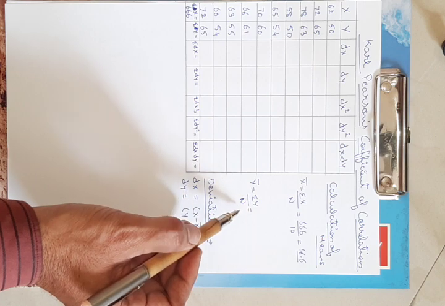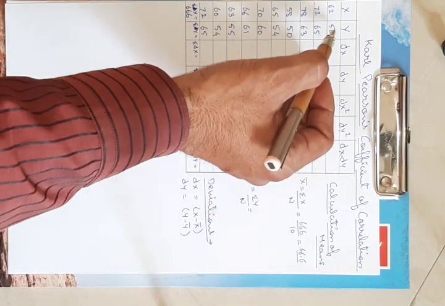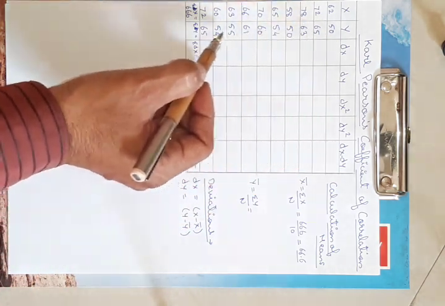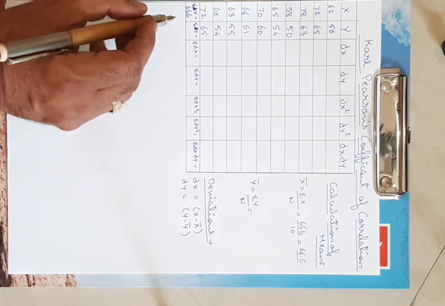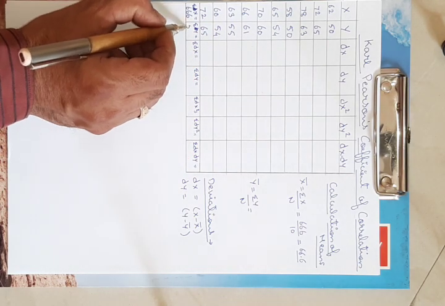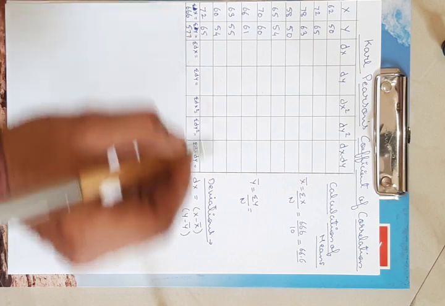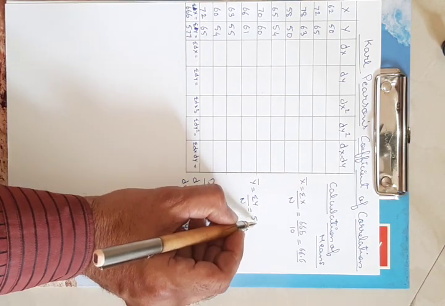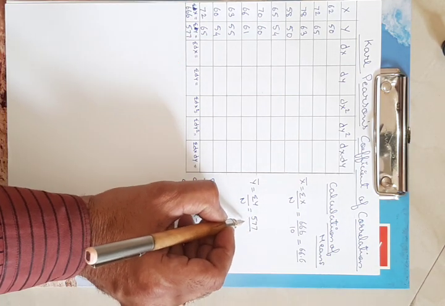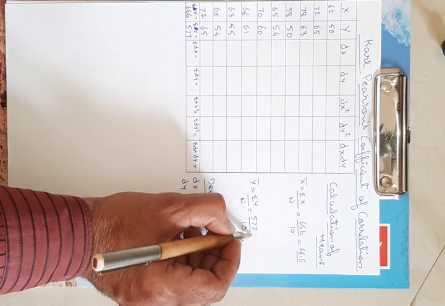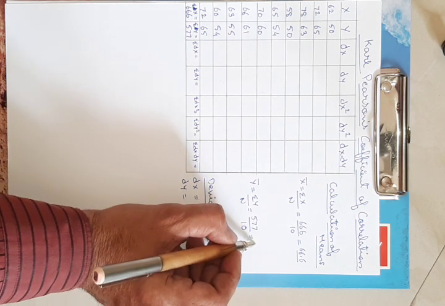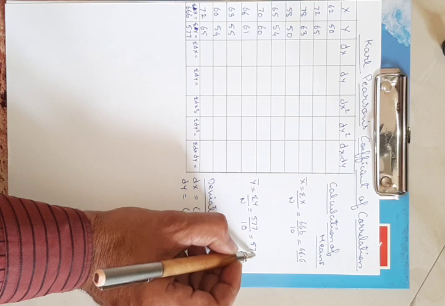Similarly, we have to calculate the mean of the y series, y bar, which is given by the formula summation of y divided by capital N. So we need to calculate the addition of the series of y. Here the addition is 577. This is 577 divided by n, the number of observations, which is 10. So here the mean is 57.7.